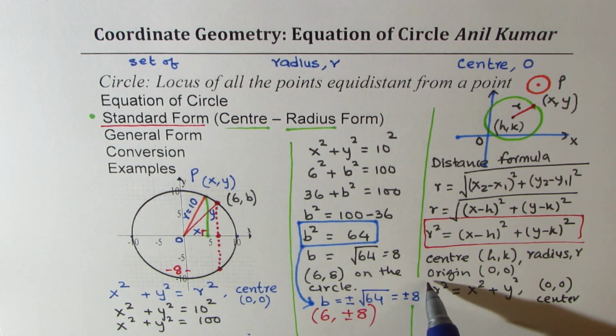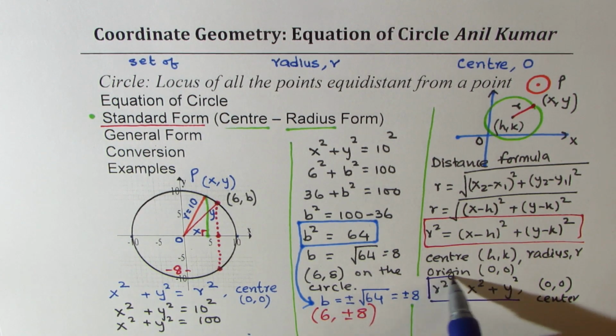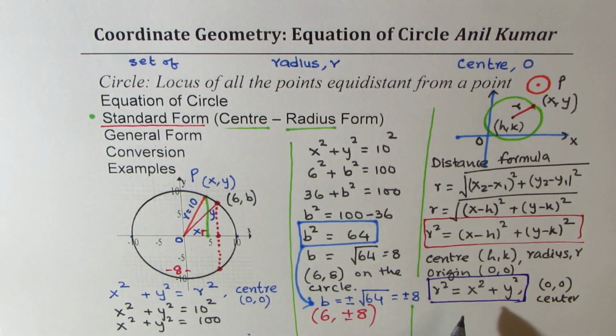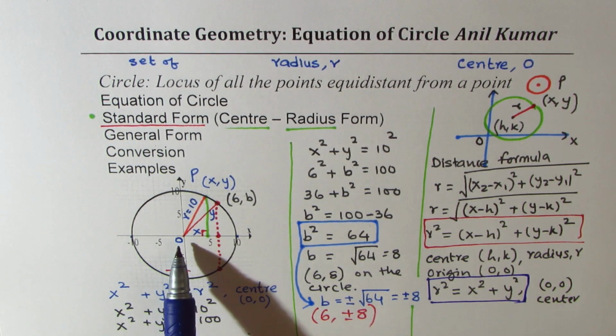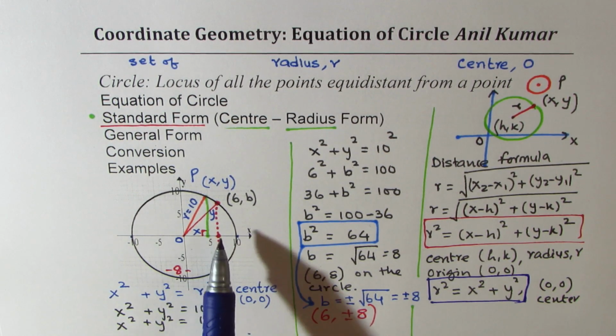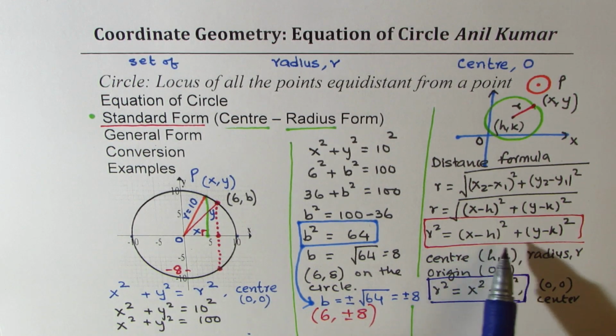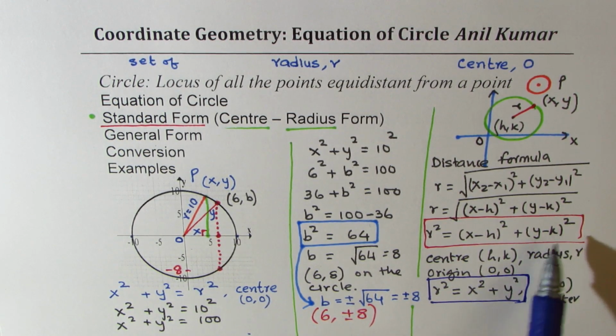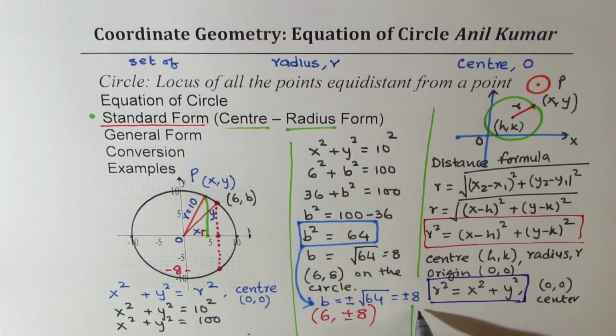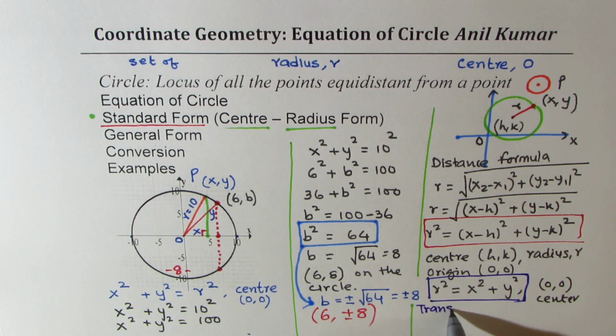It is very important to note that for the origin being the center, the equation is very simple: x square plus y square equals r square. And if the center is not the origin, it is translated away to h and k. In that case, the equation changes to x minus h whole square plus y minus k whole square equals r square, as shown here. So you could also get the equation from transformations.